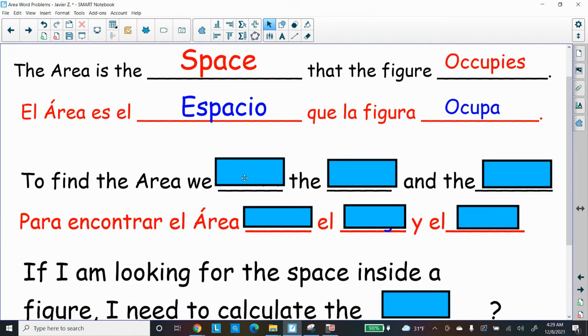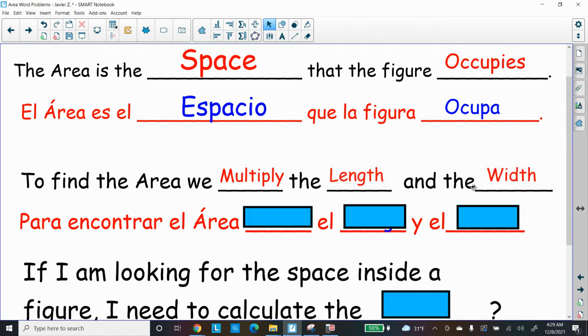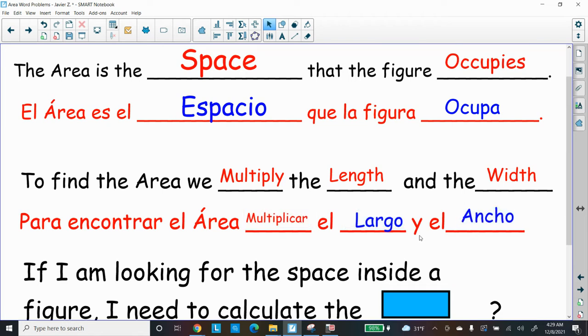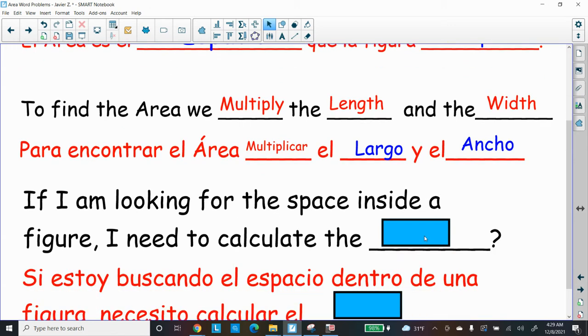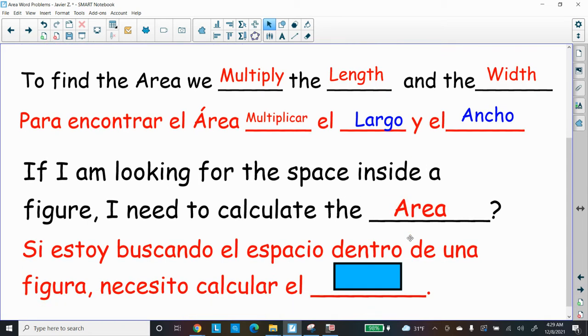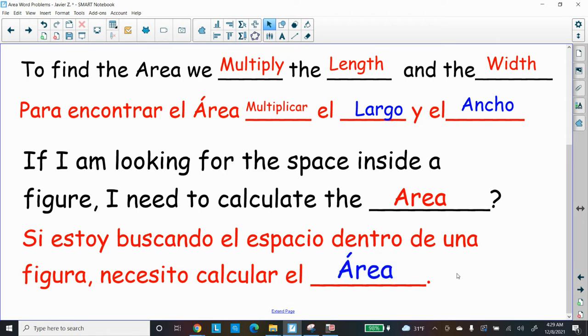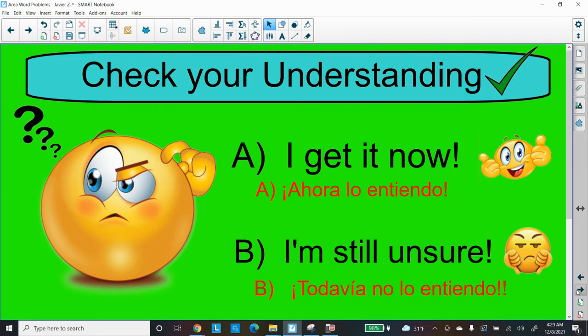To find the area, what did we do? Did you notice? Yes, we multiplied. What did we multiply in order to find the area of the rectangle? The length and the width. Good. So if I'm looking for the area, if I'm looking for space inside of a figure, I need to calculate the area, because that's the space inside of a figure. Okay, so that's our vocabulary, and I think it's pretty straightforward. If you're not sure, rewatch it again, write down questions, but try to make sure you know those terms.